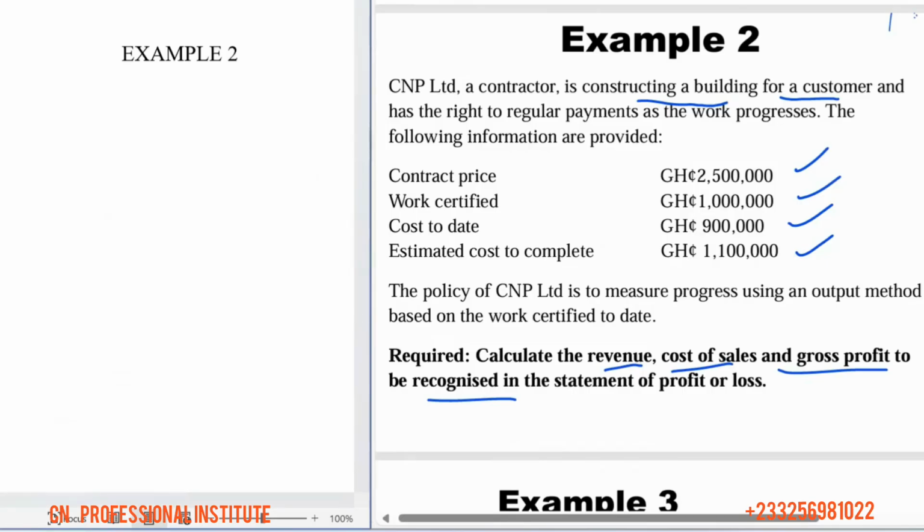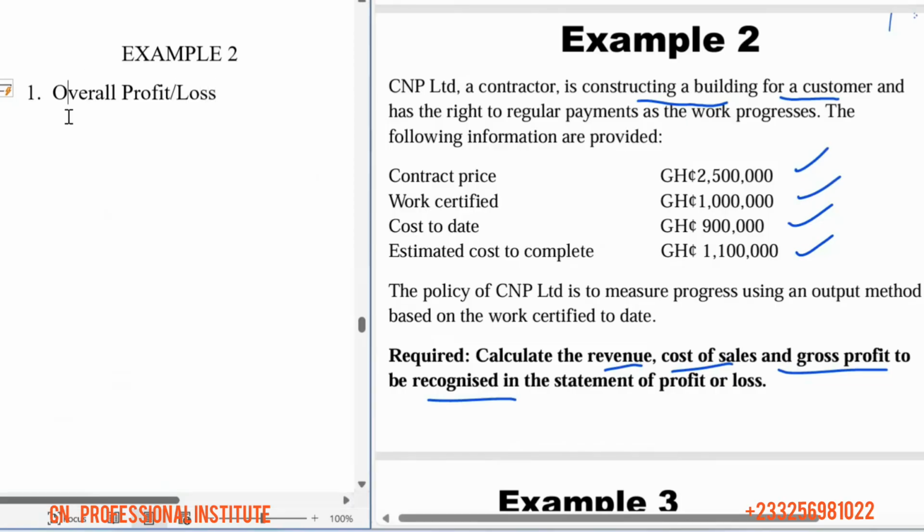And I say with the output method, to get the progress, it is work certified over total contract price. That's the only thing that changes. So as usual, the first thing is we have to get our overall profit or loss. And the reason is to verify if the contract is onerous, whether it is profitable or not. So overall profit or loss, we look at that.